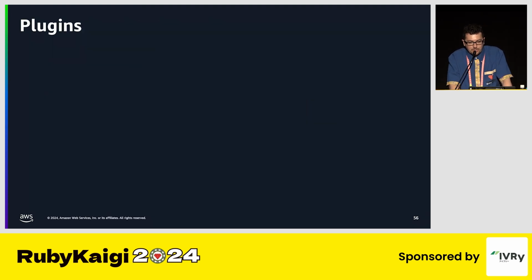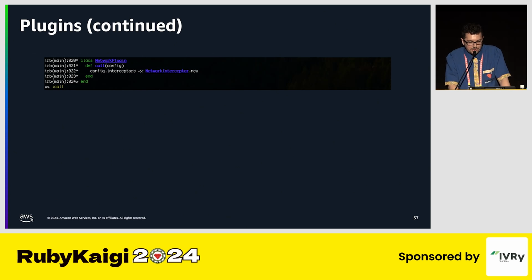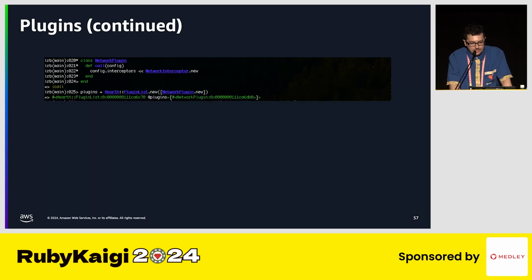The SDK supports plugins. Plugins are distributable blocks of code that modifies and wraps config values. You can use them to bundle features for your customers to enable. In this example, we will take our network interceptor and wrap it in a plugin. We just add the interceptor to whatever interceptors are already configured to this client. We can instruct our customers to install and use this plugin if they just want to use network intercepting.